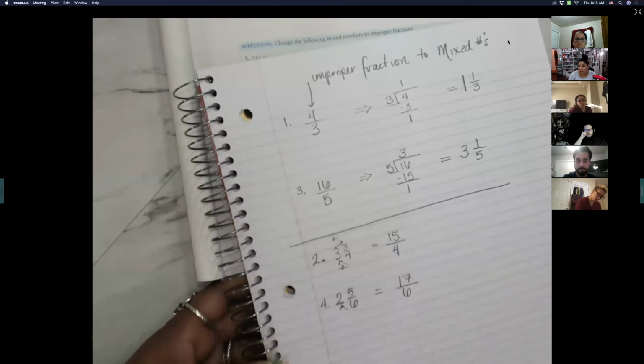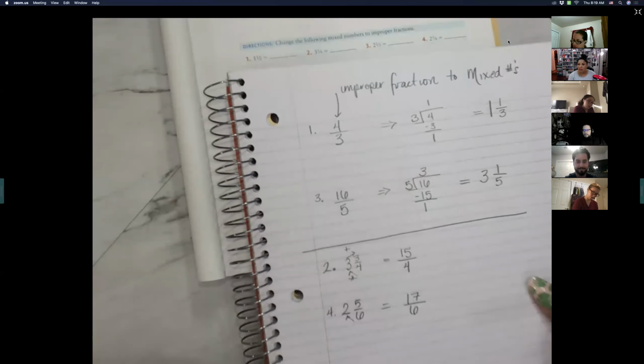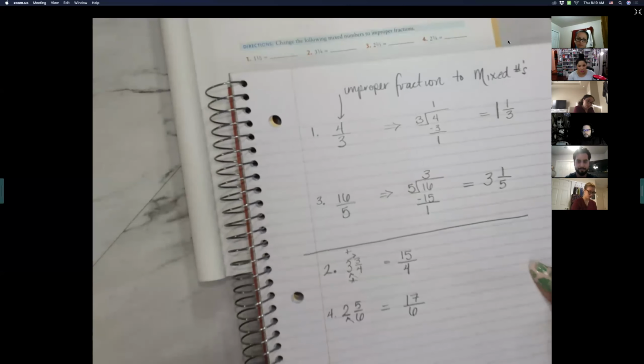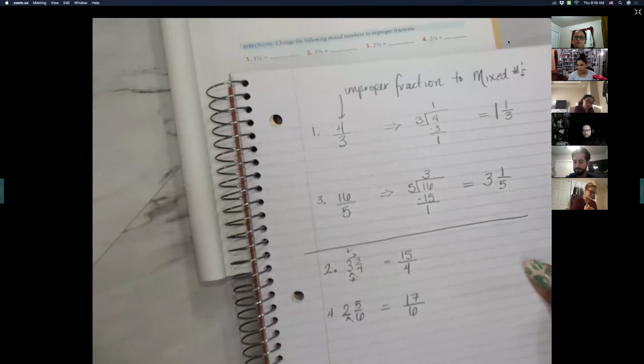Does everybody feel good about going from improper fractions to mixed numbers and mixed numbers back to improper fractions? I know some of this is going to be silly and you're going to be like, huh, this lady, she's making me do this. But if we clean it up right now and we remember simple rules, I promise you it'll make your semester a lot smoother.